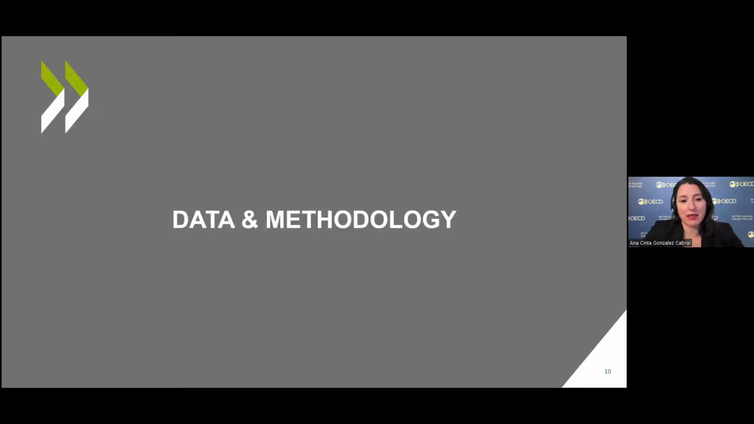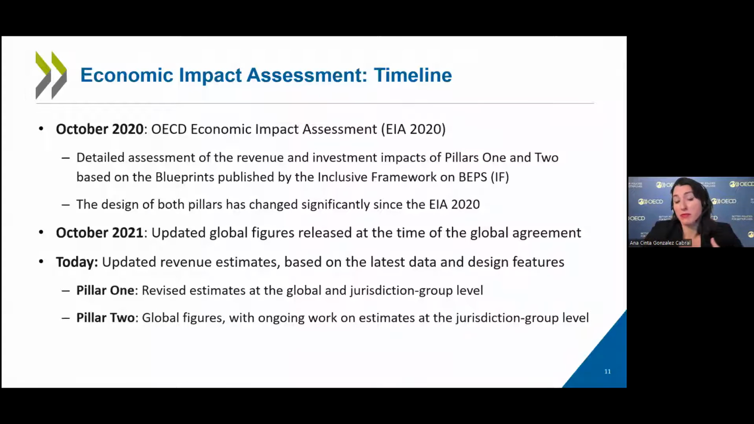So as David has said, before discussing the changes to the data and methodology used to produce these results, it's useful also to take a step back and provide some context about the previous work we have performed on the economic impact assessment. The OECD has continuously provided support to delegates over the course of the negotiations by informing the economic impact of the two pillars. And as David has mentioned, in 2020, we released the first economic impact assessment.